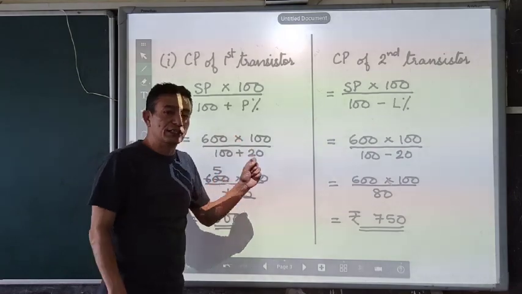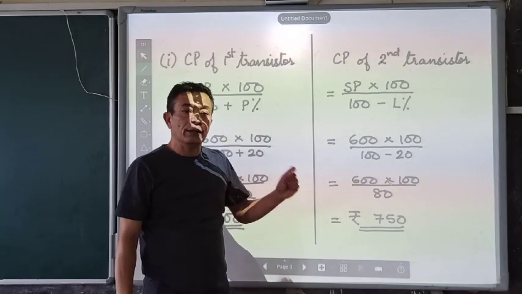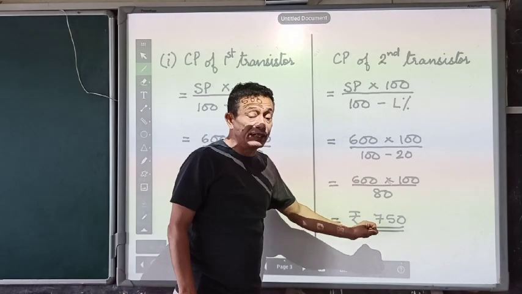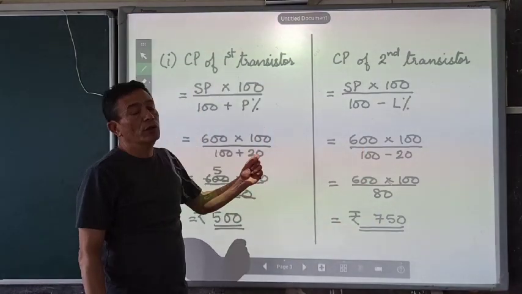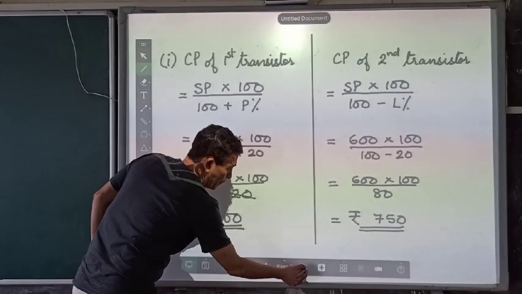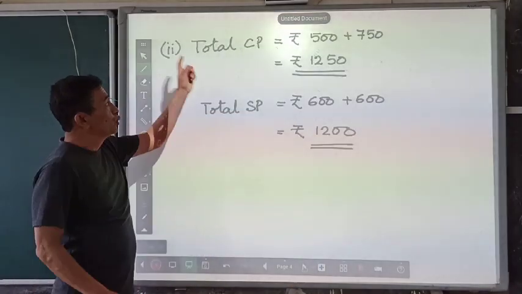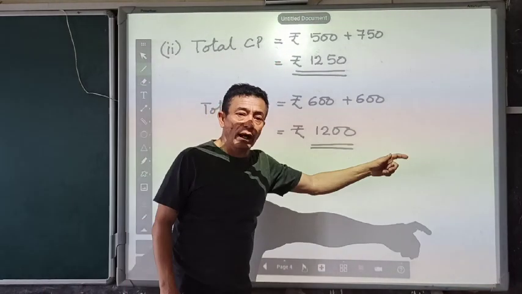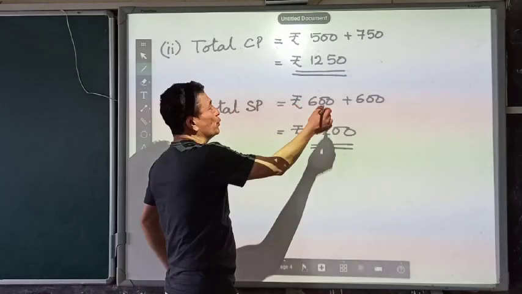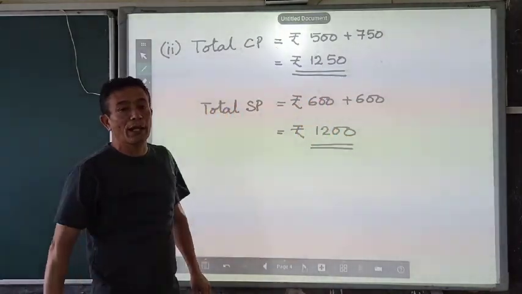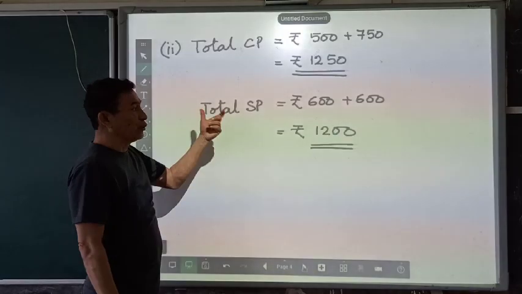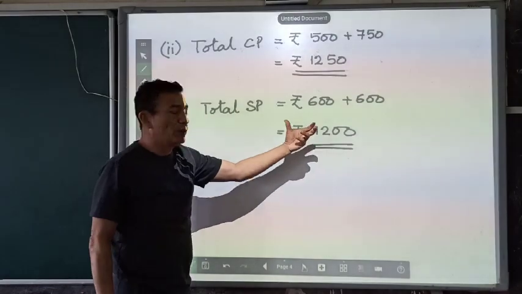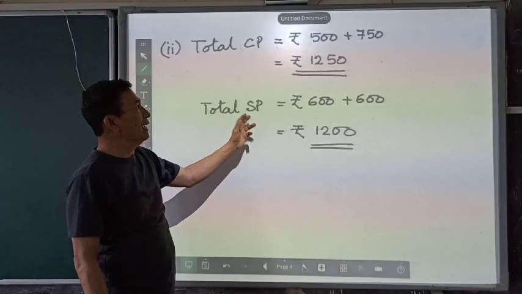So one transistor is costing us 500 and we are selling it for 600. The other one is costing us 750, but we are again selling it for 600 rupees. Second part of the question. Total cost price. So in the first one we got 500 and in the second one we got 750. So add them together, the cost price is coming to 1250. And total selling price, both of them we are selling it for 600 and 600. So we are getting 1200 rupees as a selling price.